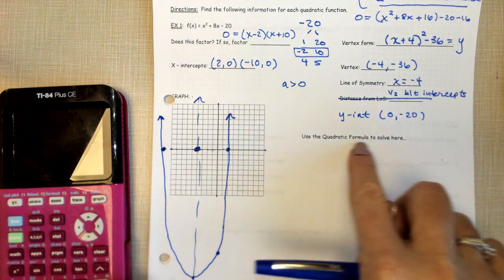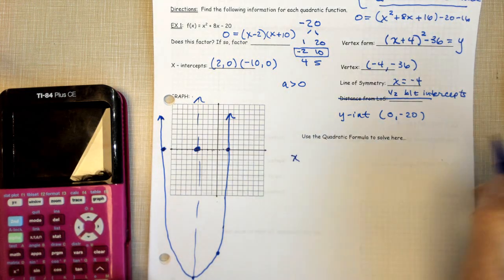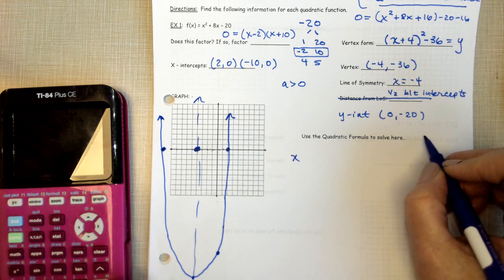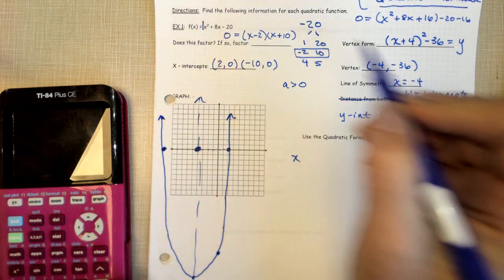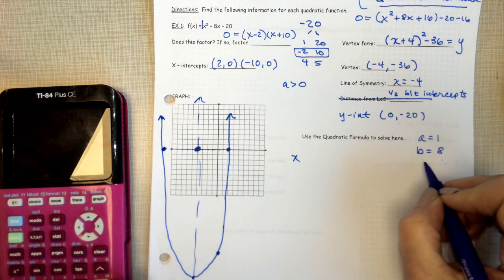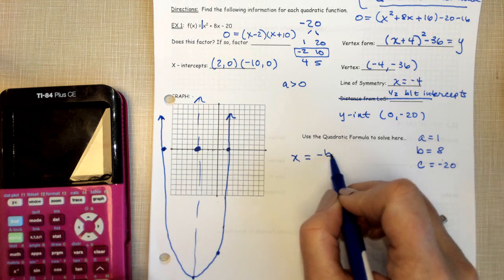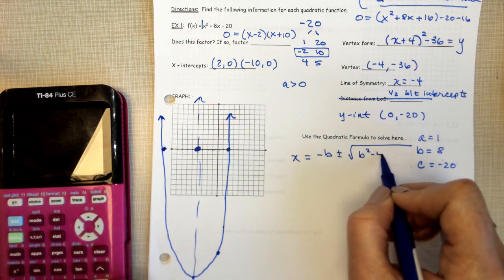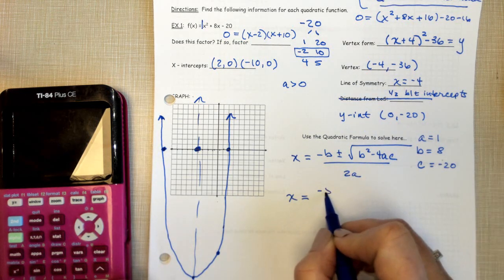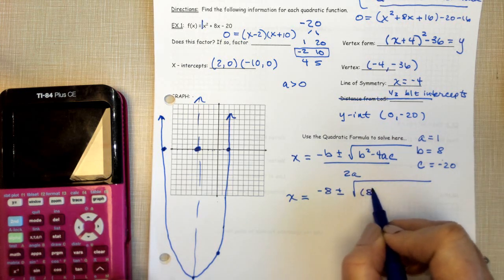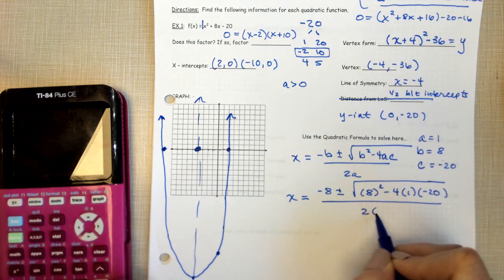Okay? We're just going to use the quadratic formula here to practice with it. If it's not factorable, we have to use the quadratic formula. So every time you want to outline your A, your B, your C. A is 1. B is positive 8. C is negative 20. X equals opposite of B plus or minus the square root of B squared minus 4AC, all over 2A. So now we're going to pop those in. So negative 8 plus or minus the square root of 8 squared minus 4AC, all over 2 times A.